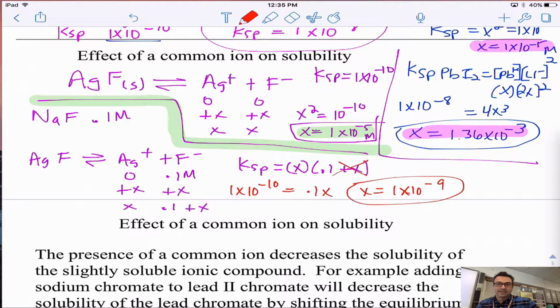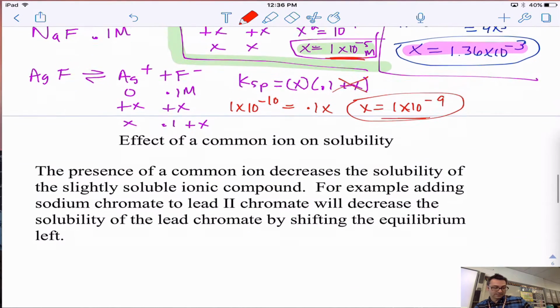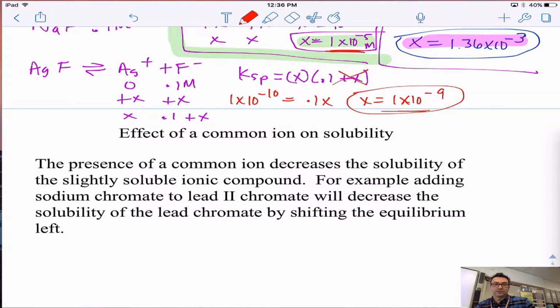And this is sort of like an application of Le Chatelier's principle. If you increase one of the concentrations of the product, it causes the reaction to shift to the left, away from the soluble ions towards the solid. And so now we have this situation where x has dropped from 10 to the negative 5 molar, wasn't very soluble to begin with, but all the way down to 10 to the negative 9 molar, so pretty insoluble. So the idea here is that when you have a common ion, it's going to decrease the solubility of this compound.